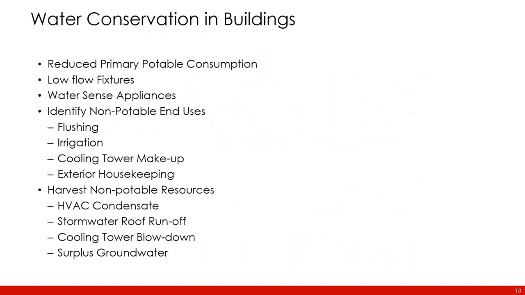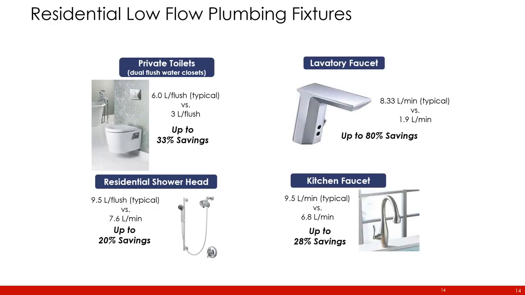So when we look at water conservation in buildings, there's a number of standard strategies, and here's a list. We basically want to reduce our primary potable consumption using low flow fixtures, WaterSense appliances. We want to identify our non-potable end uses, things like flushing, irrigation, cooling tower makeup, exterior housekeeping, that's washing off the sidewalk or washing your car or something like that. We want to look at the ability to harvest non-potable resources: HVAC condensate, stormwater, roof runoff, cooling tower blowdown, surplus groundwater. Each of these has different levels of contamination and different suitability for specific end uses.